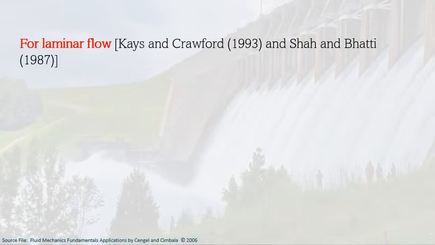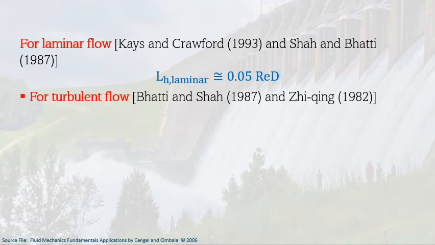For laminar flow, based on Cengel and Crawford and Shah and Bhatti, we can compute the hydrodynamic entry length based on the Reynolds number and the diameter of the pipe. This is approximately equal to 0.05 multiplied by the Reynolds number and the diameter of the cross-sectional area. For turbulent flow, we also have another equation to get the hydrodynamic entry length, and that is 1.359 multiplied by the diameter and the Reynolds number raised to the power of 1/4.